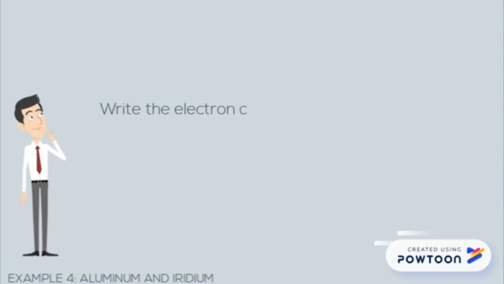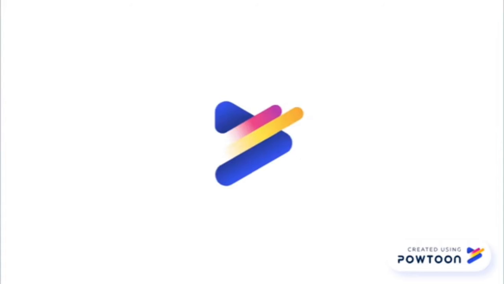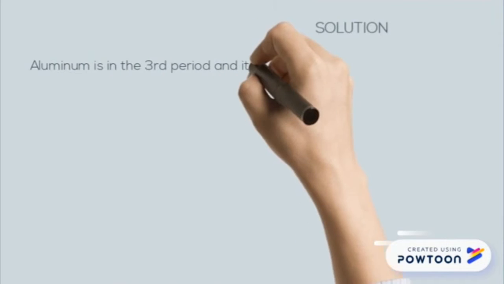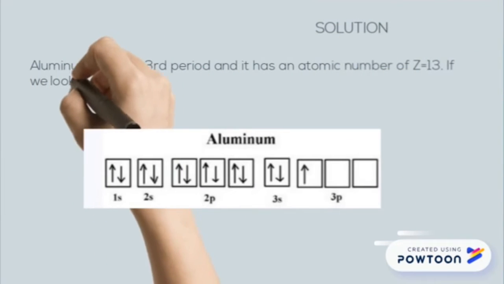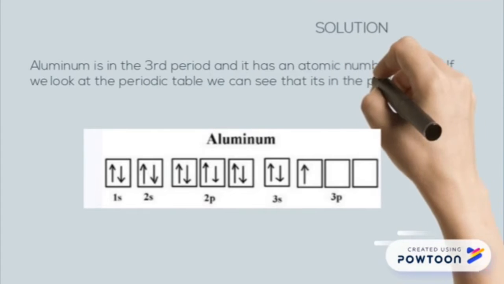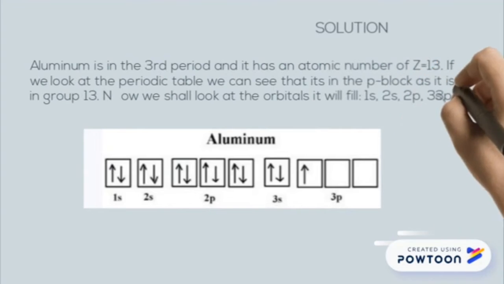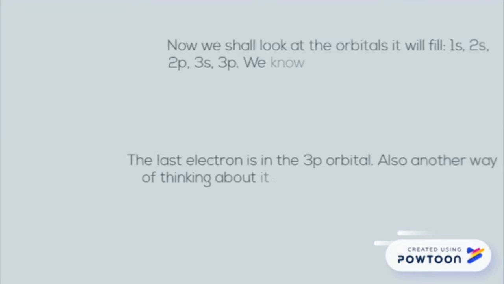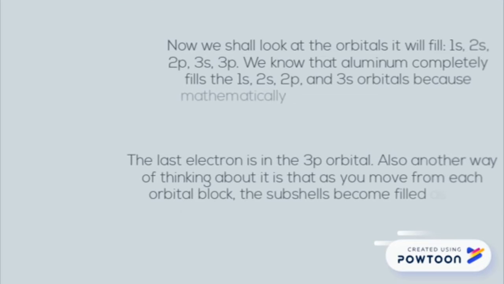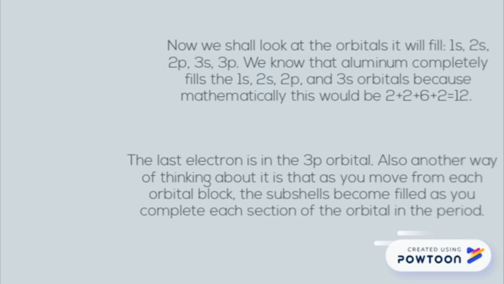Write the electron configuration for aluminum and indium. Aluminum is in the third period and it has an atomic number of 13. If you look at it in the periodic table, we can see that it is in the p block. Now we should look at the orbitals that we filled: 1s, 2s, 2p, 3s, 3p. We know that aluminum completely fills the 1s, 2s, 2p, and 3s orbitals because mathematically this would be 2 plus 2 plus 6 plus 2 equals 12.